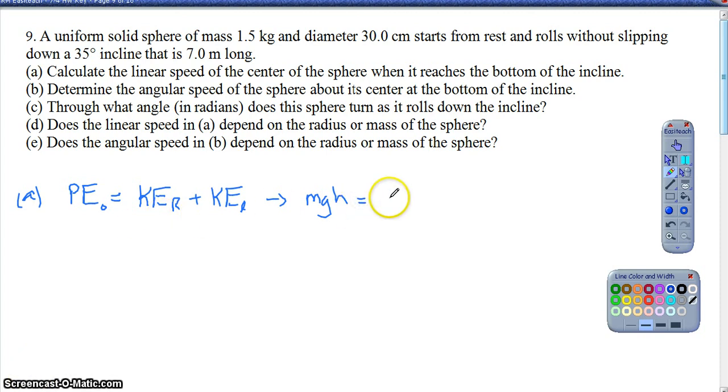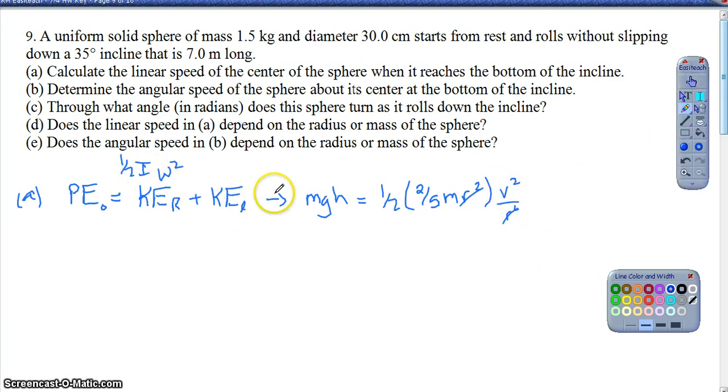Rotationally it'd be 1/2 the moment of inertia. For a sphere, the moment of inertia is 2/5 mr squared. Instead of 1/2 the moment of inertia times omega squared, I'm going to represent omega as v over r, so omega squared is v squared over r squared. That helps me cancel out the radius, so I don't need the radius, and it represents it in terms of just the linear velocity instead of the angular velocity. So this whole mess represents my rotational kinetic energy, and my translational kinetic energy would just be 1/2 mv squared.